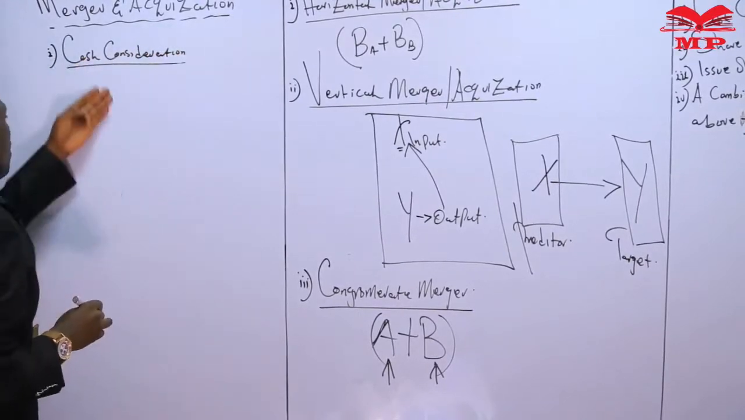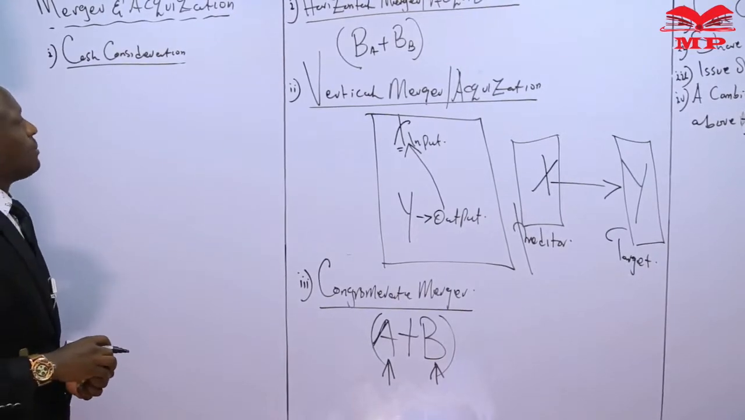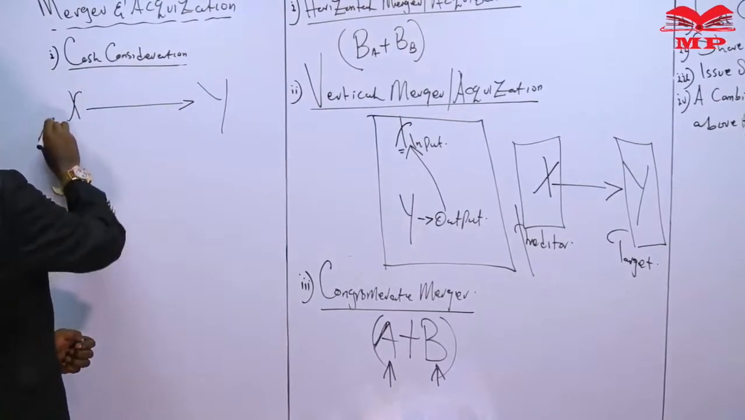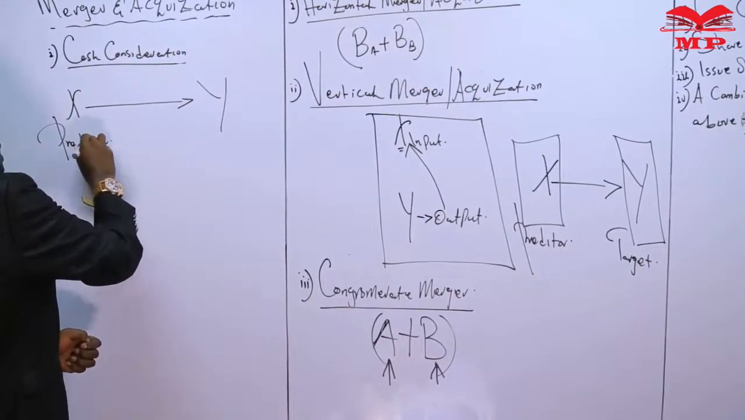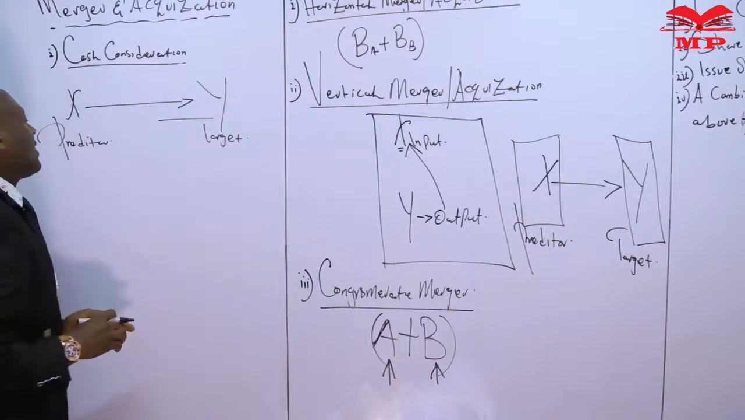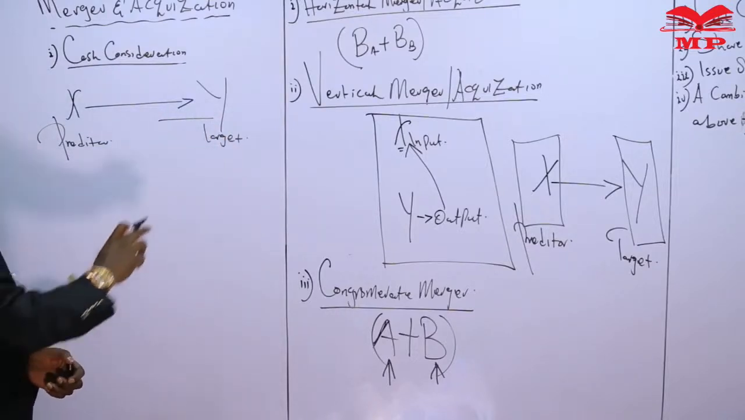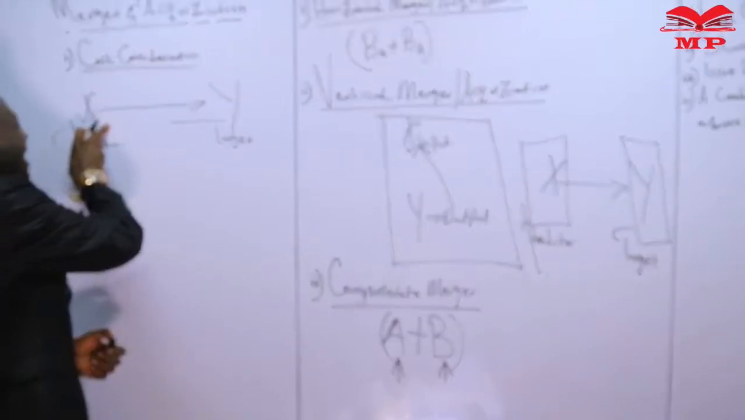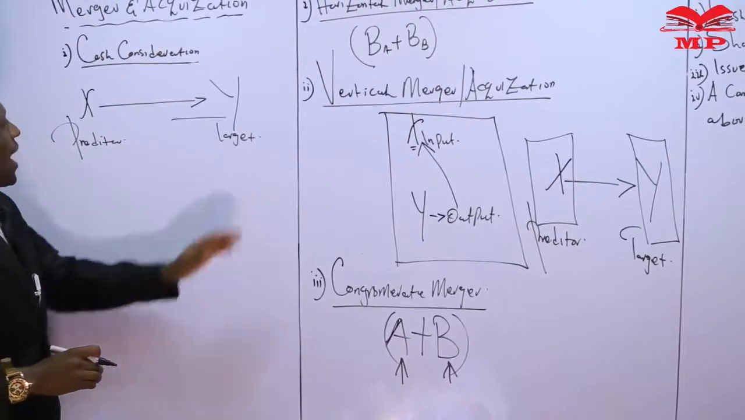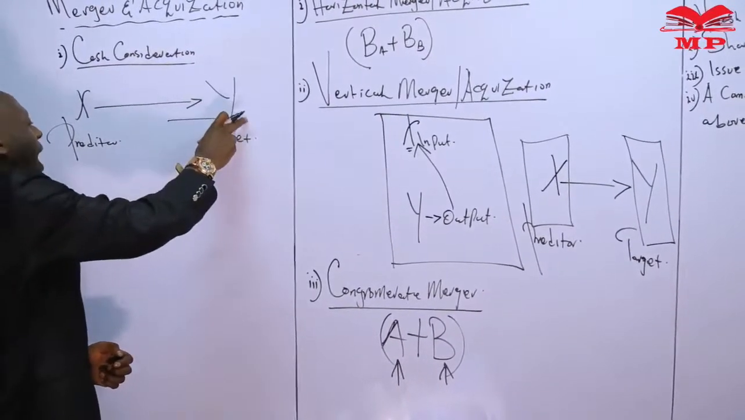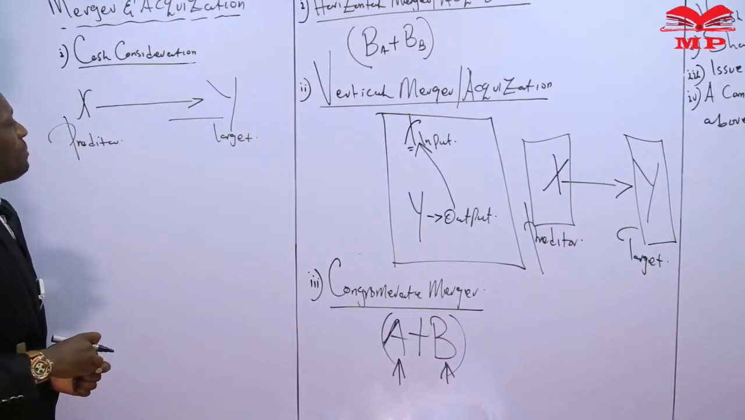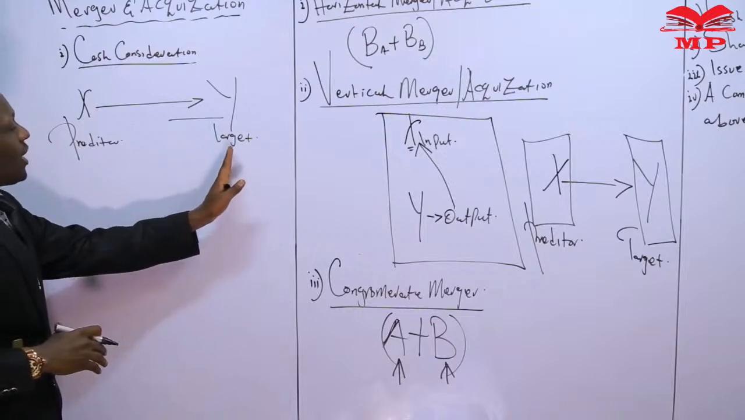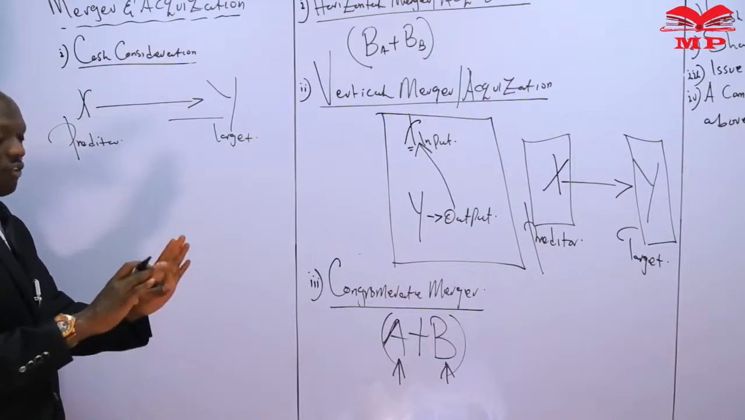Now, when it comes to cash consideration, it means that if a firm X wants to acquire a firm Y, this is the predator and this is the target. The predator wants to acquire the target. There are shareholders in this firm Y, the shareholders in the target firm, and there are shareholders in firm X. When making a decision to acquire, and they agree that the shareholders in Y will be paid in form of cash, it means the predator firm will purchase the ownership in Y, and the shareholders or the owners in Y will be paid in cash, they forgo their ownership.